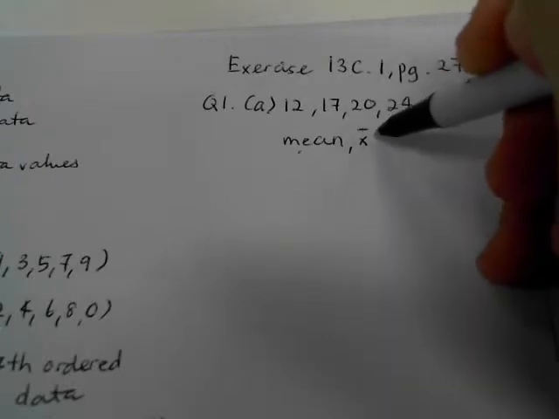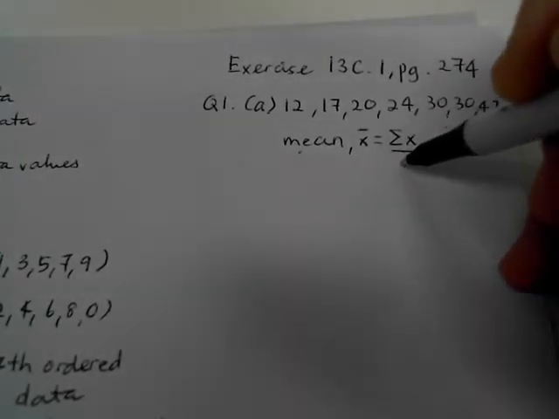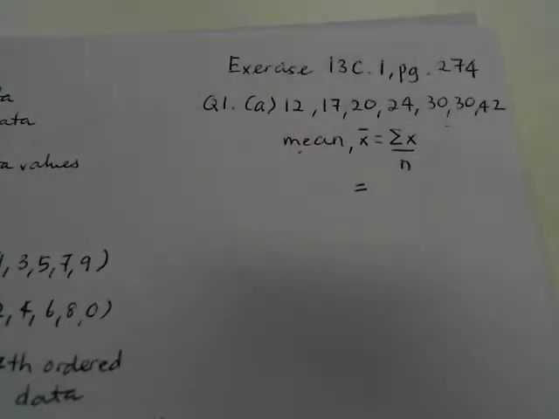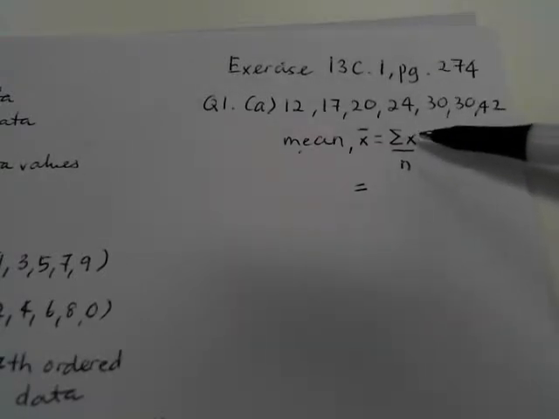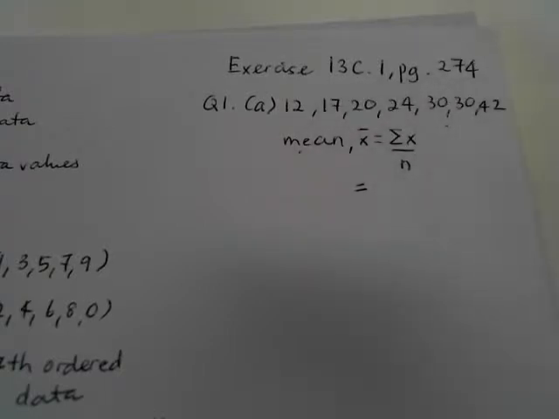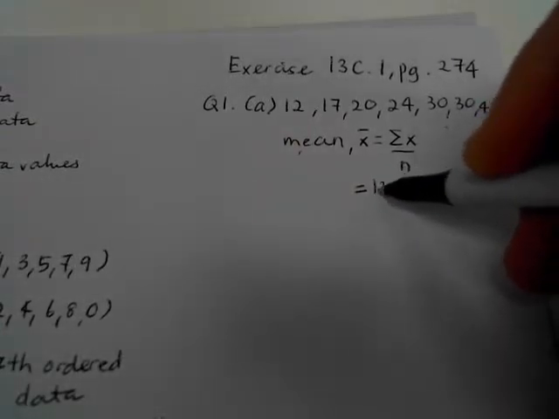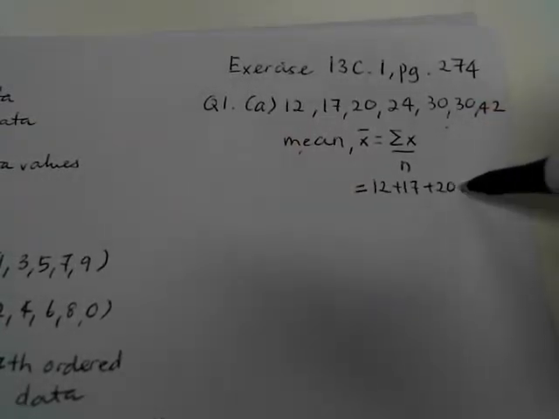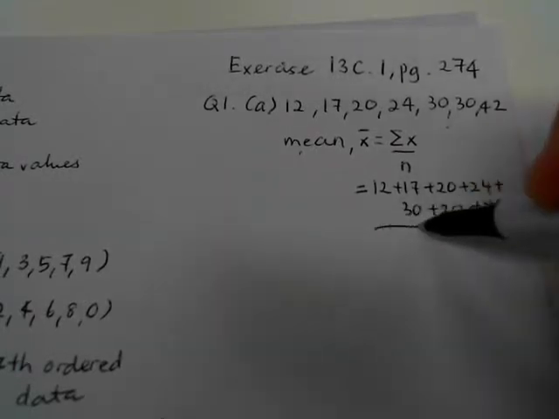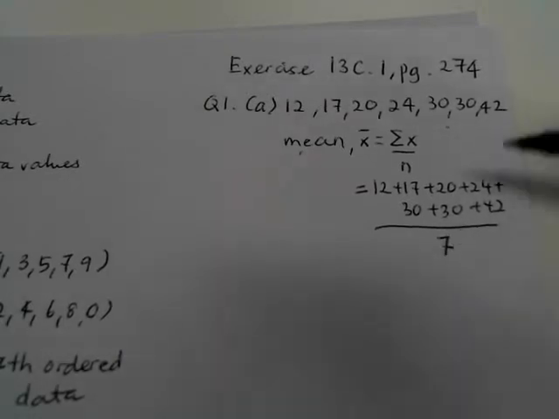The mean, of course, x bar, is the sum of the x values divided by n. Now, in this case here, how many n values will you get? 7. Good. Yes, it's already ordered. That's true. What about sigma x, the sum of all the x data? You add everything up, so 12 plus 17 plus 20 plus 24 plus 30 plus 30 plus 42, and you divide it by 7.